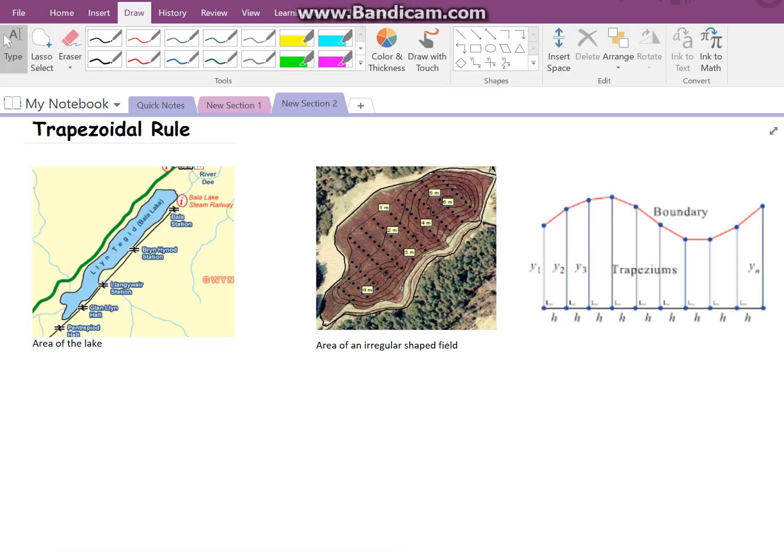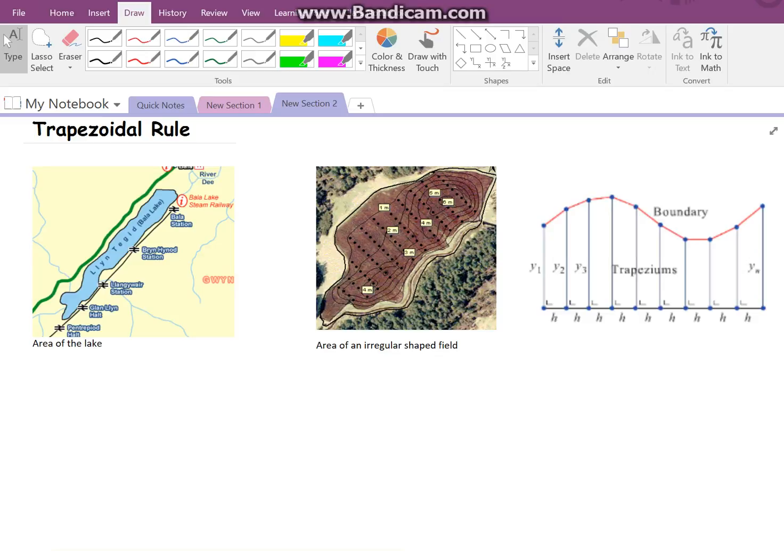Okay, so we're going to look at the trapezoidal rule. The trapezoidal rule is used when you're trying to find the area of an irregular shape. Like if you think of finding the area of a lake, it's really irregular. So if you look at the first diagram there, the trapezoidal rule will actually help you to find an approximate area of that shape.